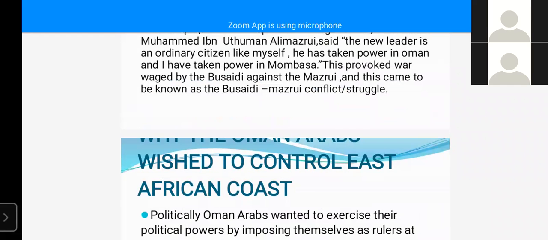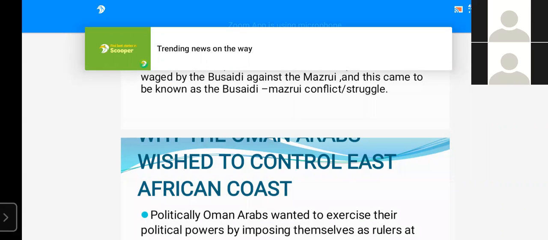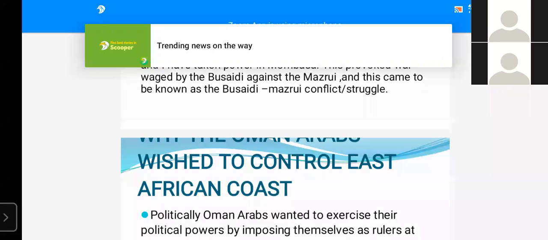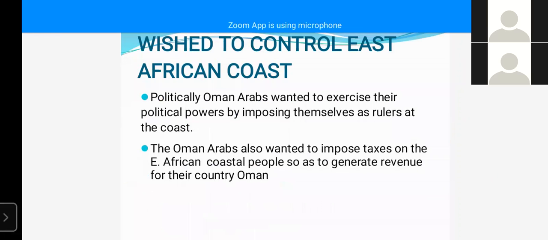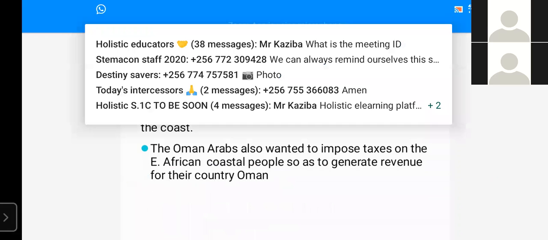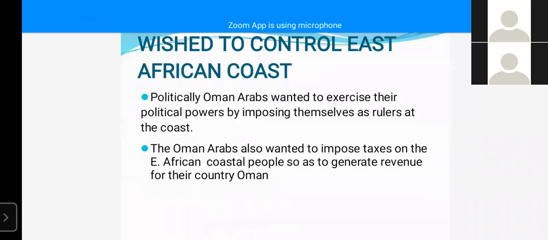Why the Oman Arabs wish to control East African coasts? Why the Oman Arabs wish to control the East African coast? And as we handle this, we are focused on the new leadership. It is that new leadership that we want to focus on. It's a general perception of the entire Oman leadership wanting to control the East African coast. And so when the Busaidi take lead, they will still have the same interests. And it is this that we give reasons for their desire to control the East African coast.